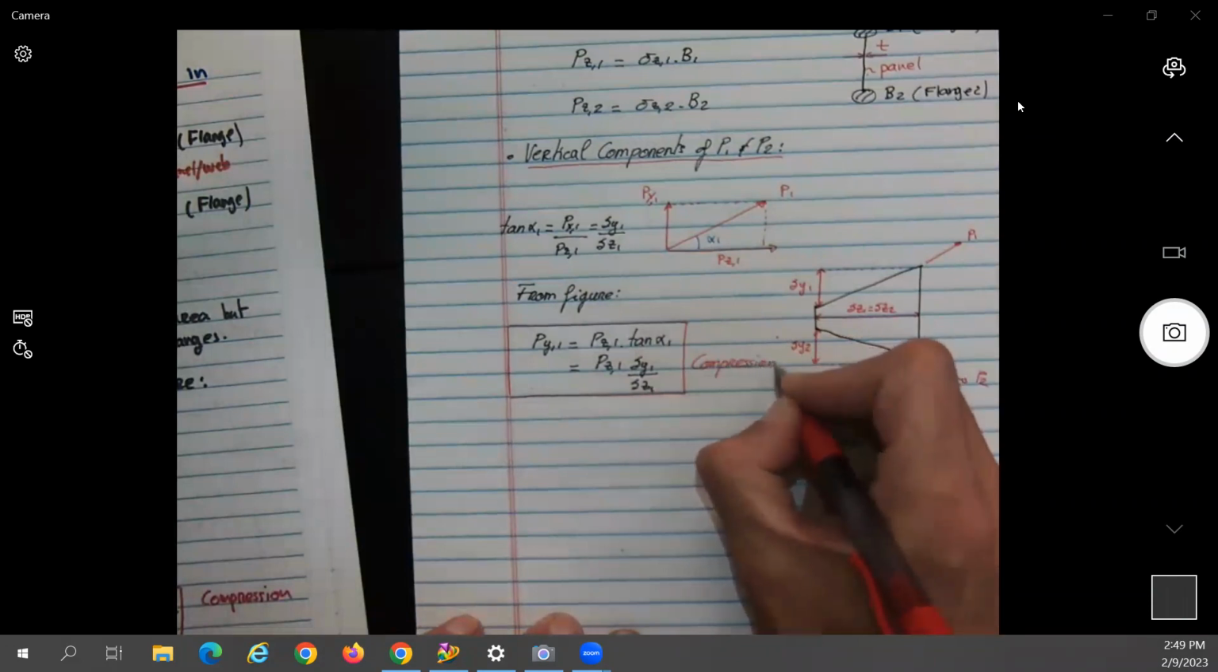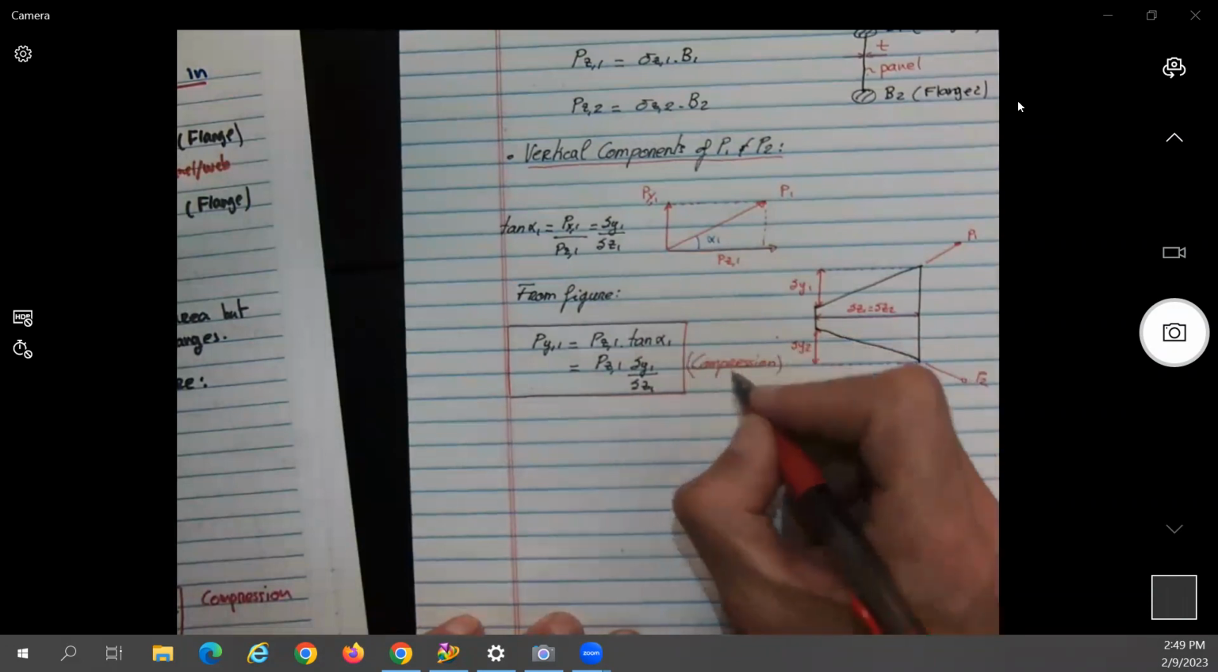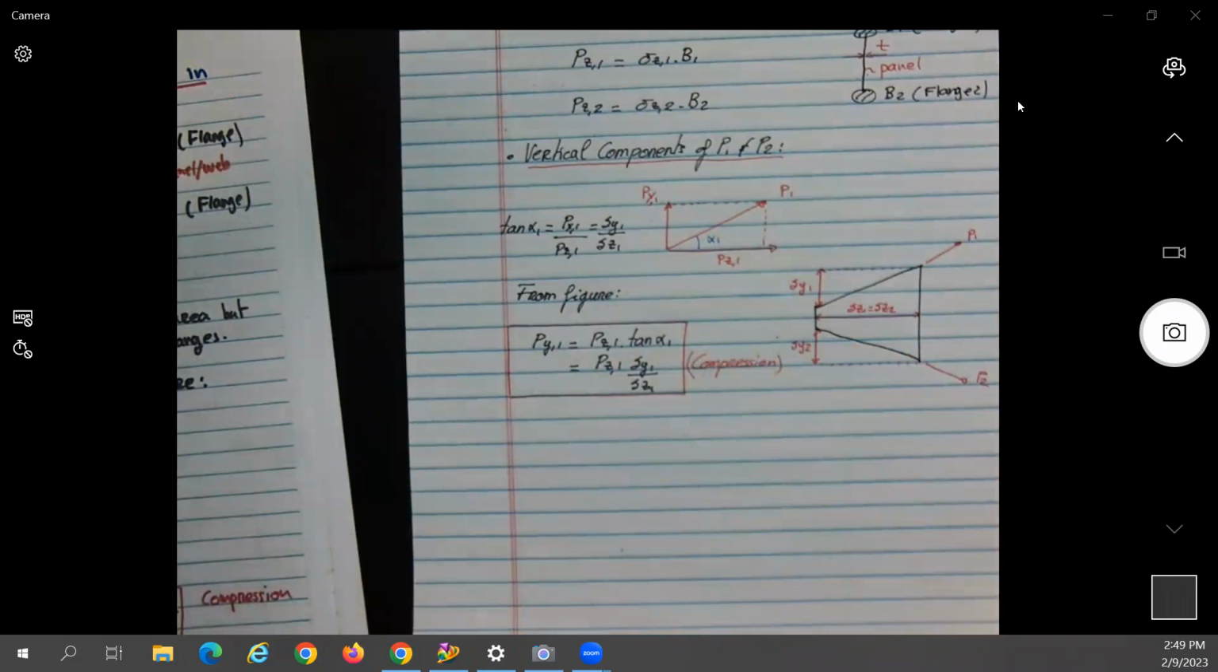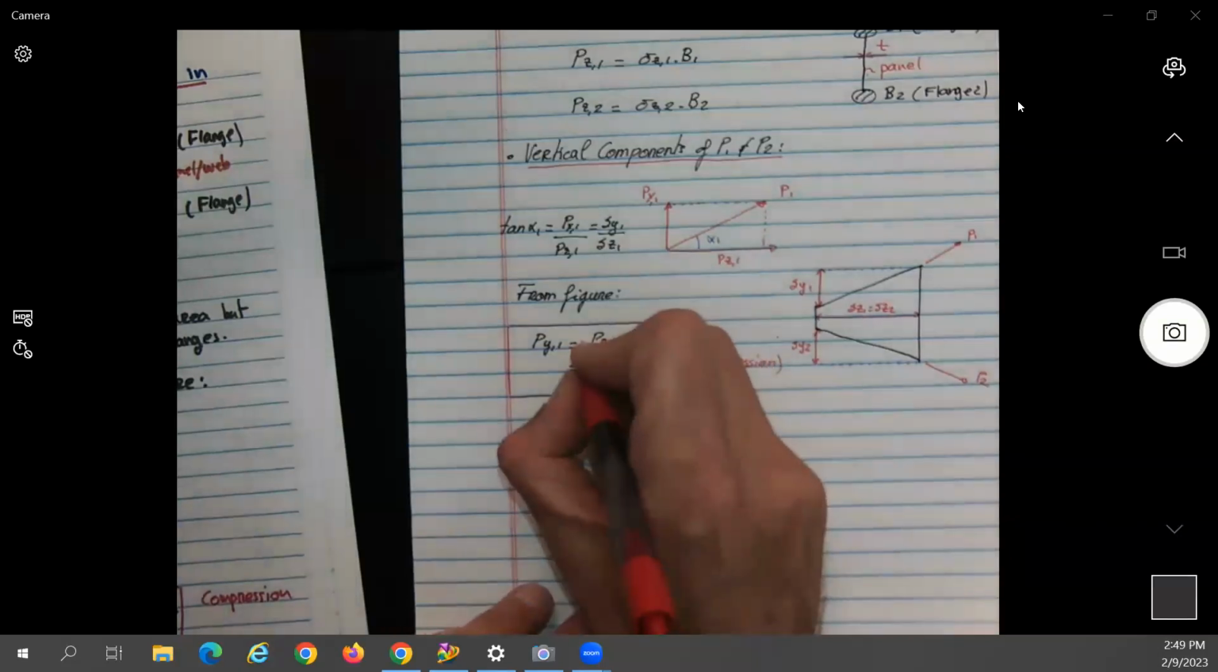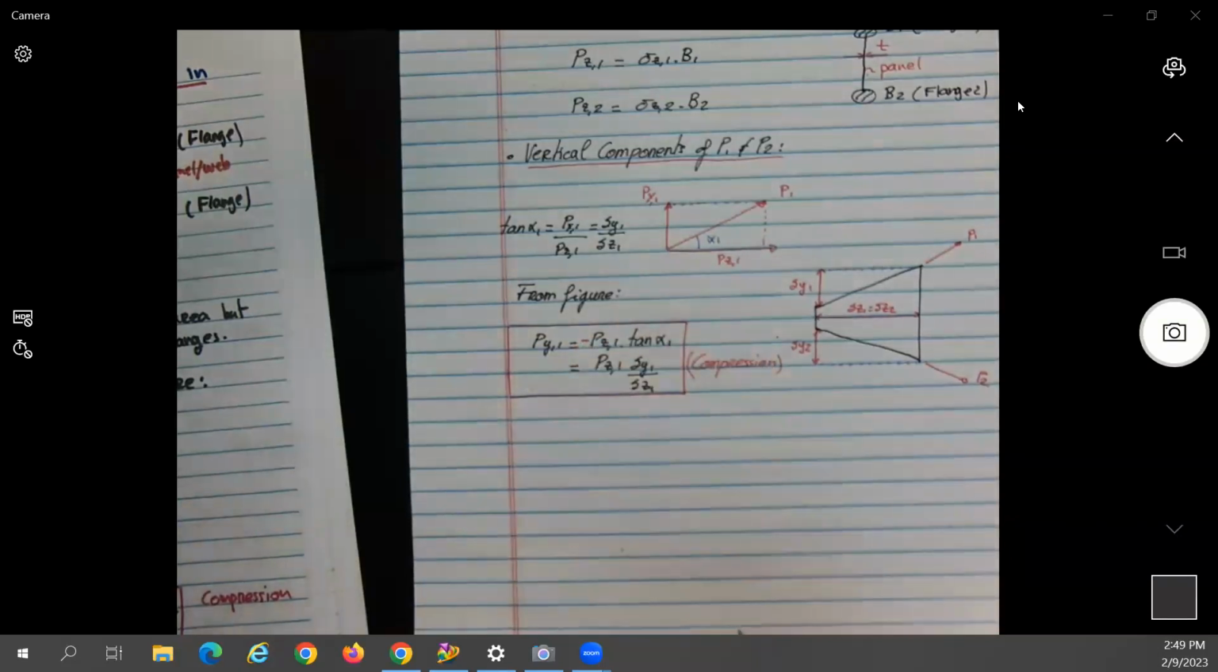There's a reason why I don't like to put the signs, okay? It's because I think at the end you lose physical meaning. If you want, instead of writing that, you can put a negative sign, but personally, I'm not crazy about putting the negative sign.